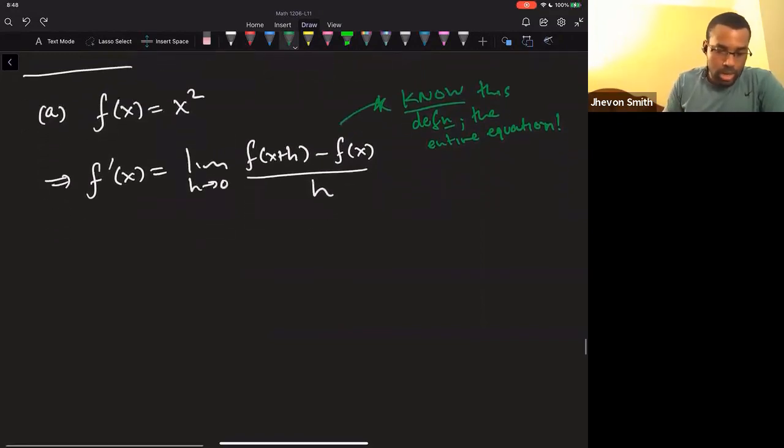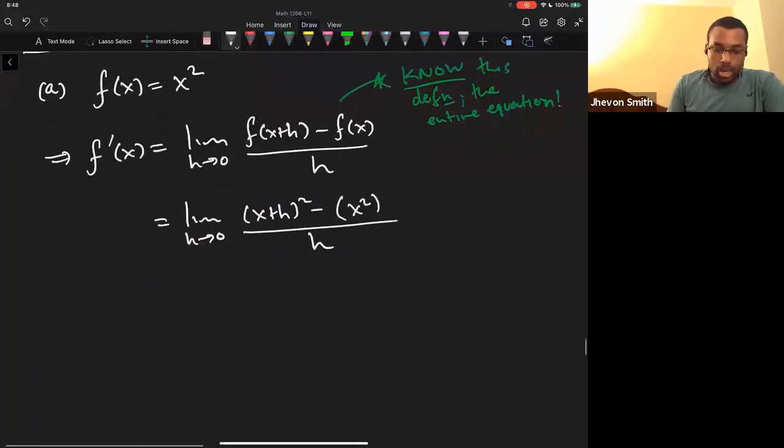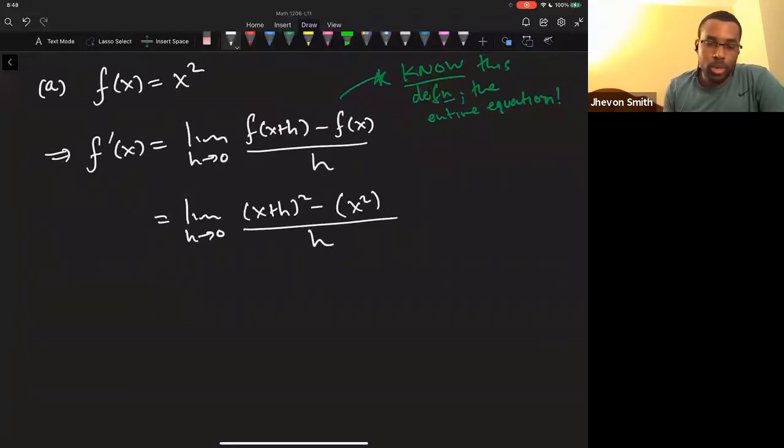So now we know how to do the difference quotient because that was pre-calc. We're literally going to go here. Everywhere we see x, we plug in x plus h. Everywhere we see f of x, plug in x squared over h. Now we want to take the limit as h approaches 0, but we can't because it's a limit. Try to plug in. If you can't plug in, you have to try to simplify to plug in. So we need to simplify the difference quotient, which again is something we know how to do.